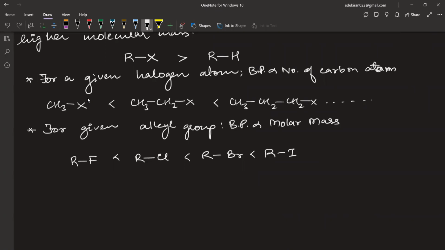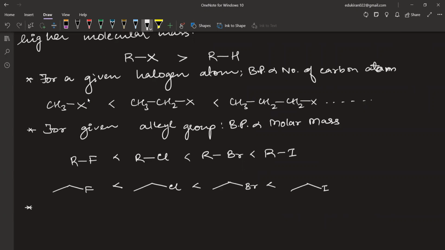If we have the same alkyl group, then for example, you can also write like this. CH3CH2F will have lower boiling point than CH3CH2Cl, followed by CH3CH2Br, followed by CH3CH2I. It will be having the highest boiling point.